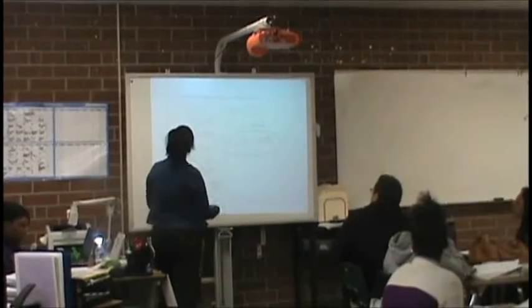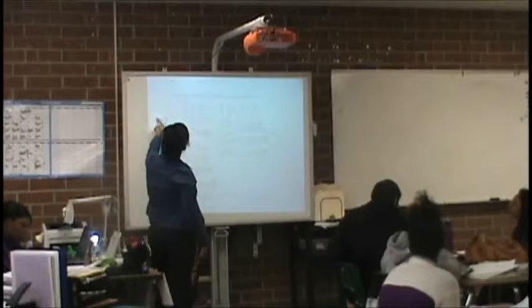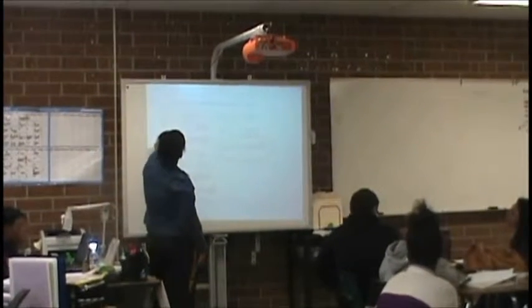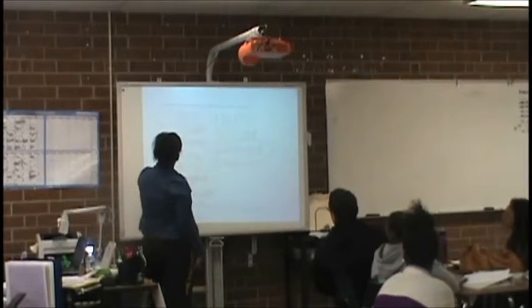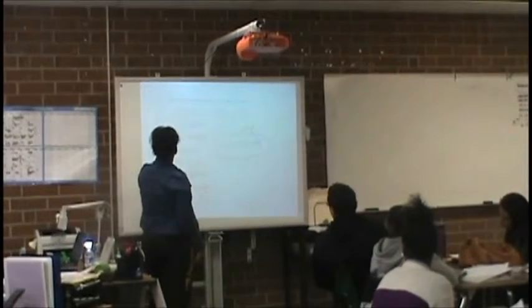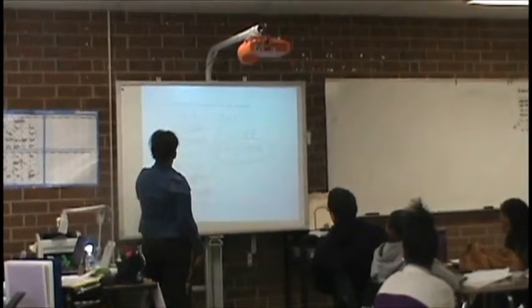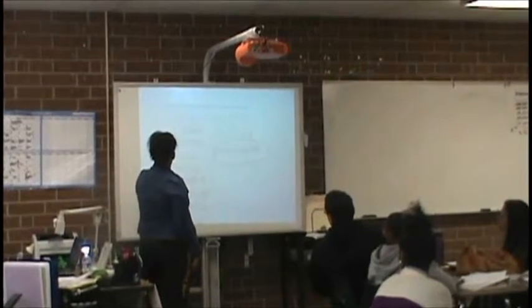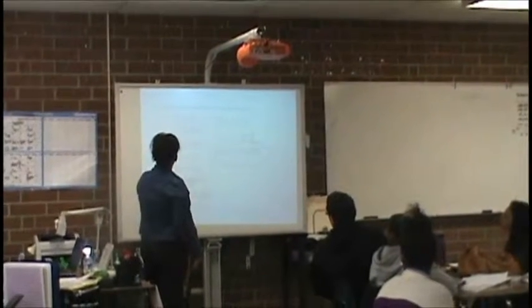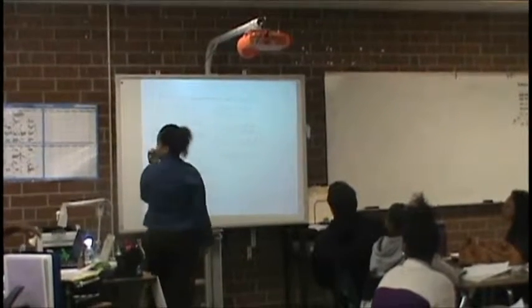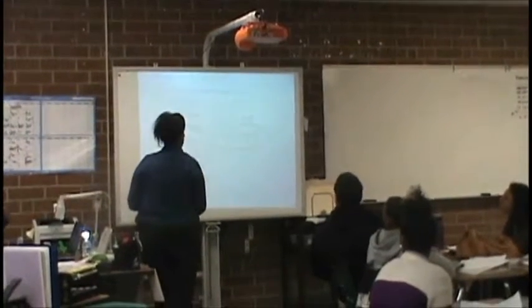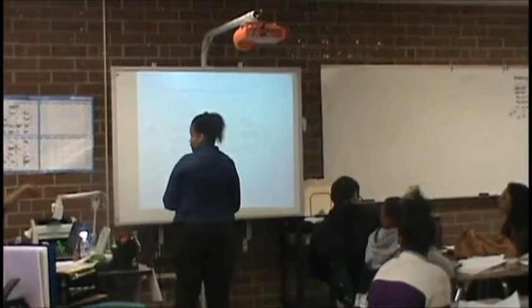I did 1 times 2, which I got 2. 2 times 2, 4. 4 times 2, 8. 8 times 2, 16. 16 times 2, 32. 32 times 2, 64. 64 times 2, 128. 128 times 2, 256. Okay, stop for just a second. I want you to take the marker and go put at least that first row up there.